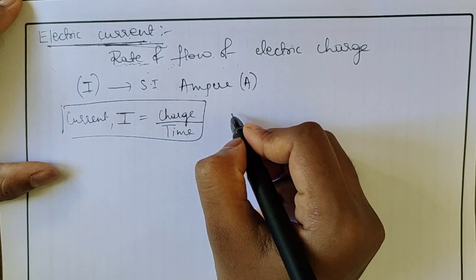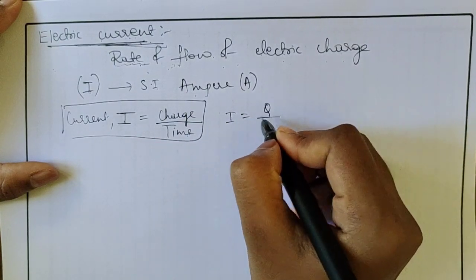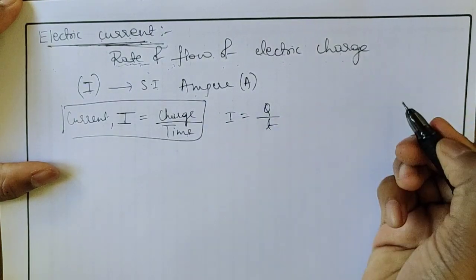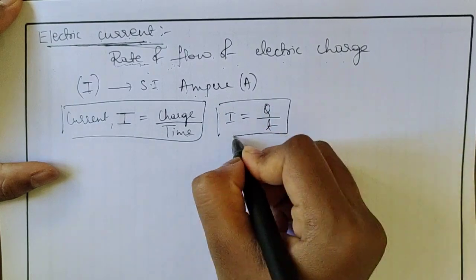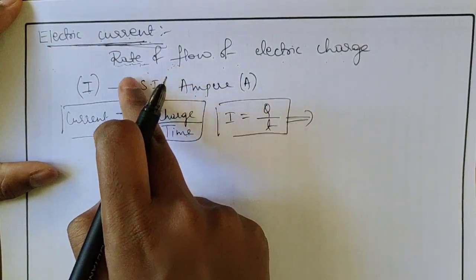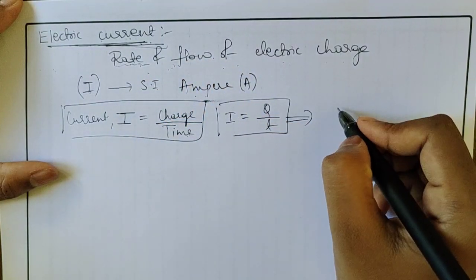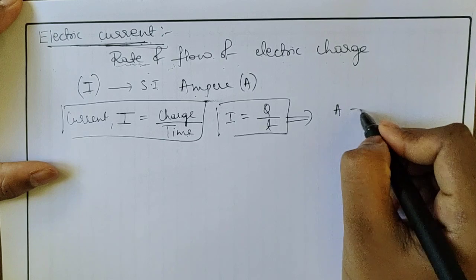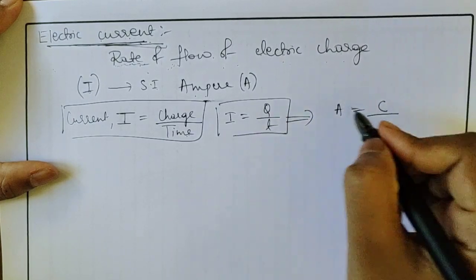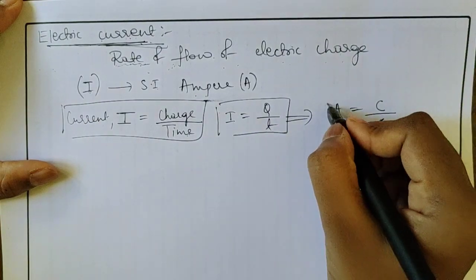Now let me write one more formula. I is equal to charge, which is denoted by what? Q, no? Now time is denoted by what? T. This is also a formula. Now I will write the same formula in terms of SI units. What is the SI unit of I? That is nothing but ampere. What is the SI unit of charge? That is nothing but coulomb. What is the SI unit of time? That is nothing but seconds.